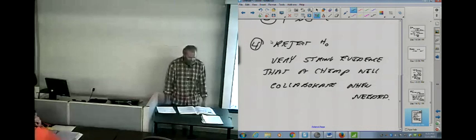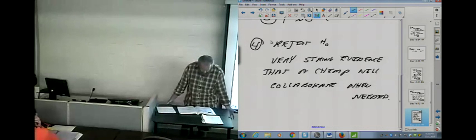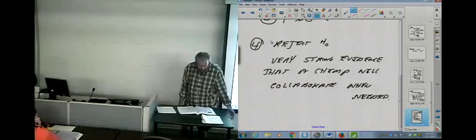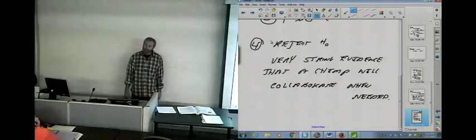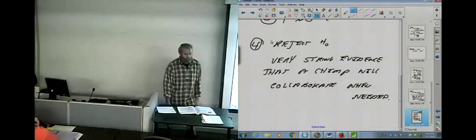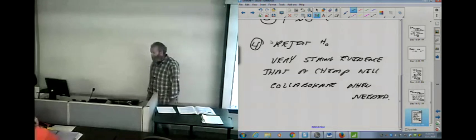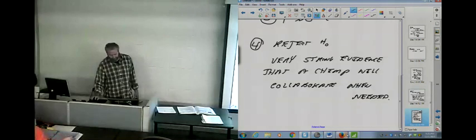Right, because that's what the question asked me here. Is there evidence that chimpanzees recruit partners more often when a problem requires collaboration? Very strong evidence that a chimp will collaborate when needed. That's it. Okay? Now, one other thing here.